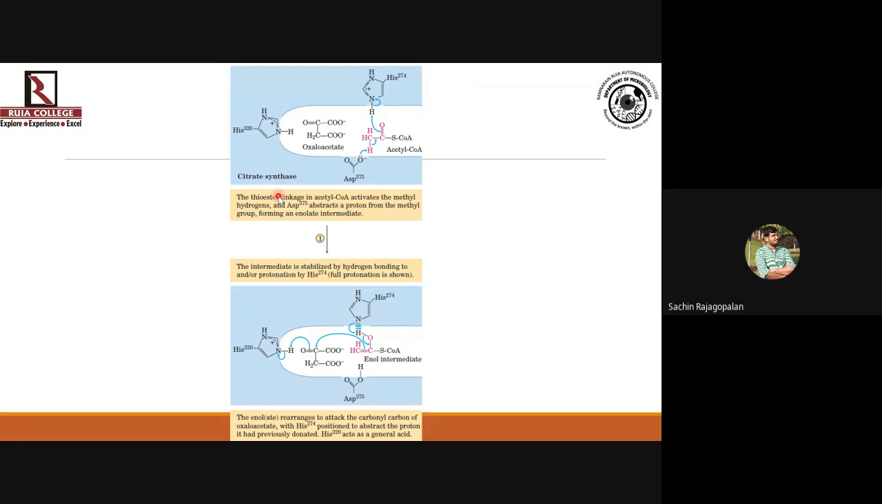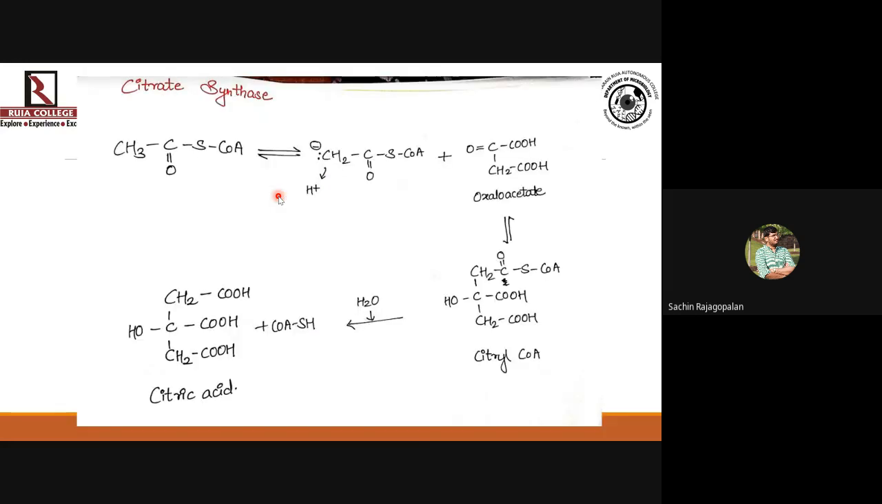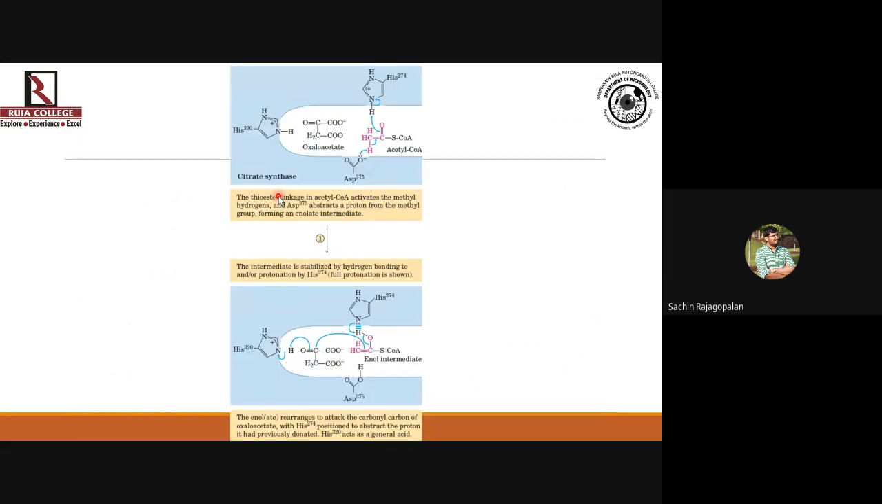Okay, so it's not necessary for you to remember what's happening there in the active site, but I wanted you to see that the process is not as simple as it looks when we write a simple straightforward reaction. The process there may be involving several amino acids, so we have to understand that.